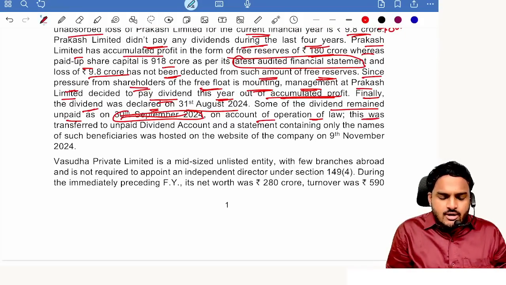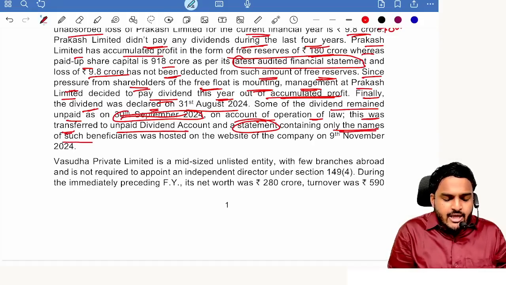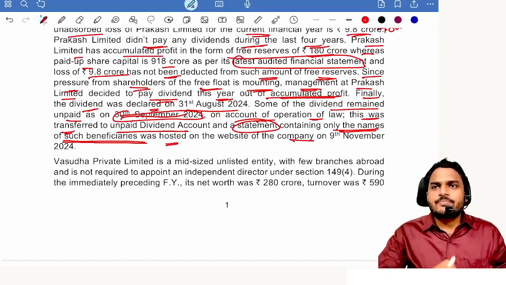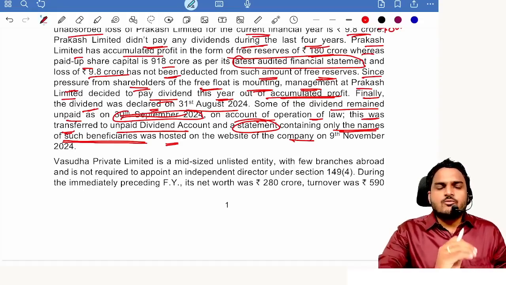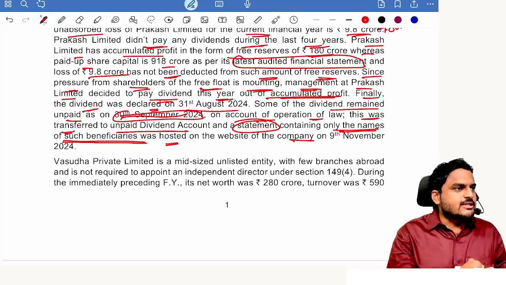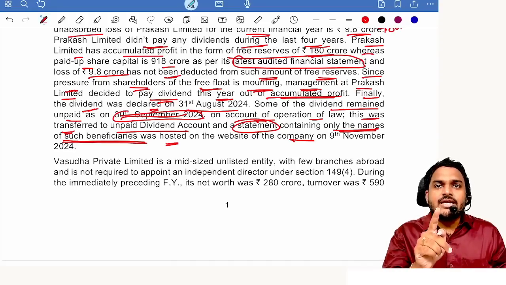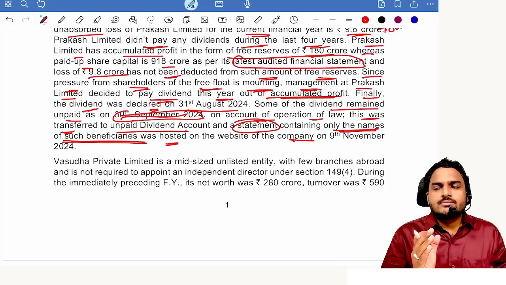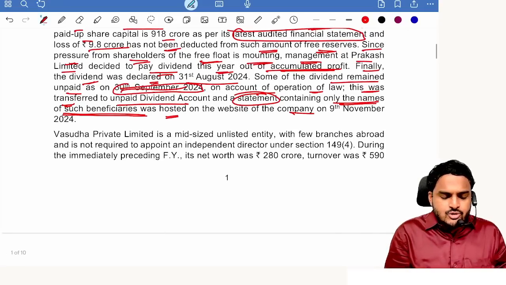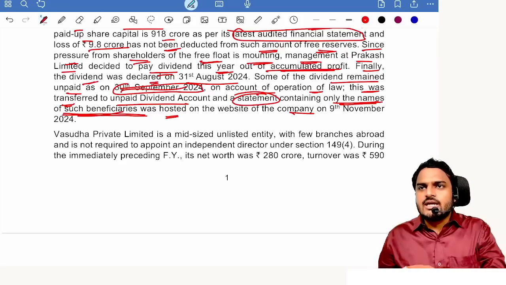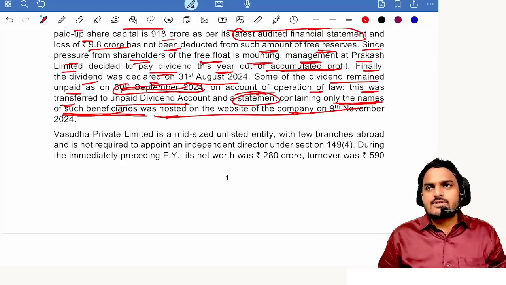By operation of law, this was transferred to the unpaid dividend account and a statement containing only the names of such beneficiaries was hosted on the website of the company. But if you remember the provision, section 123, 124, the statement should contain not only the names of the beneficiaries but also their latest available addresses. Is it sufficient to have only names? No. Name of beneficiaries plus latest available address. So that means this was one mistake.